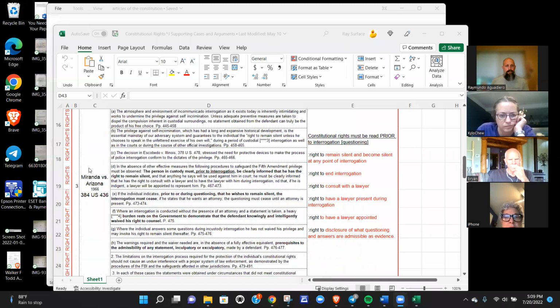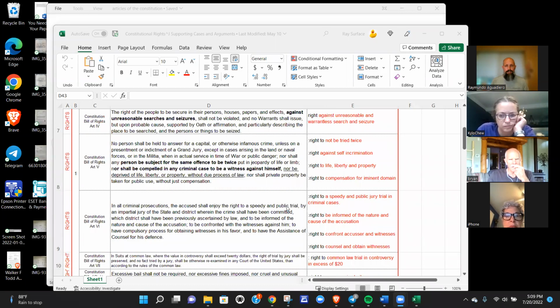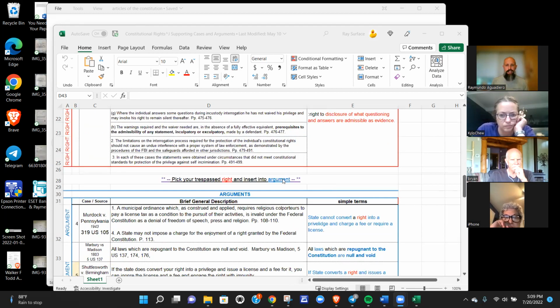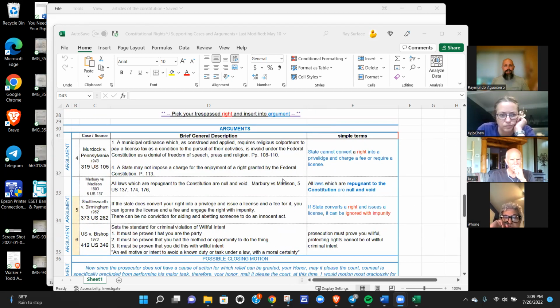Here again, these are all the rights that I think are important for folks to know. You've got to understand them, you've got to know them. And then here are cases where those rights were used to win arguments. Some of these cases are really major, and you'll notice all these are case numbers.